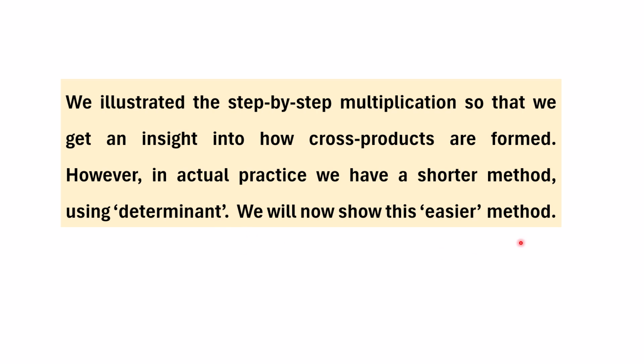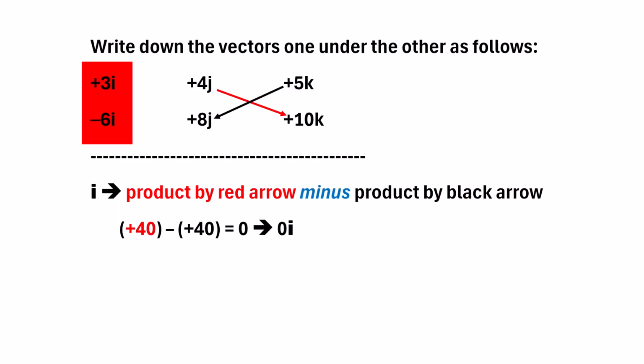We will tell you the shortcut method and illustrate using the same two vectors, and you will see that we get the same answer. And then we have just one or two things, and then you will be mastering the basic concepts of cross product. Now regarding the shortcut method, we write down the vectors one under the other as follows.